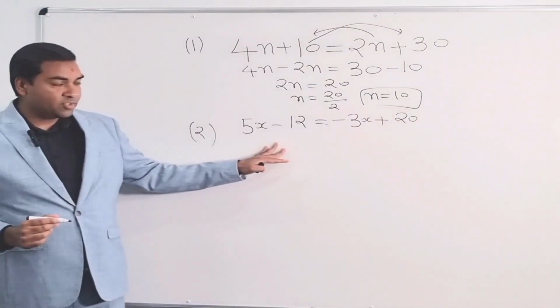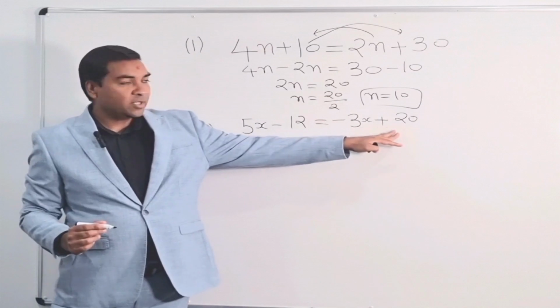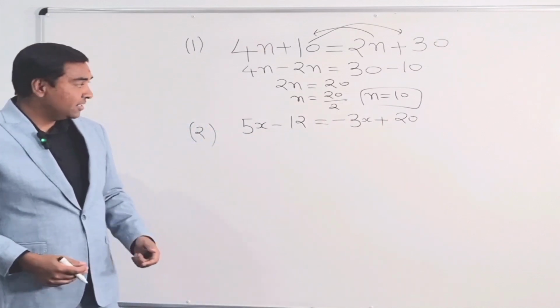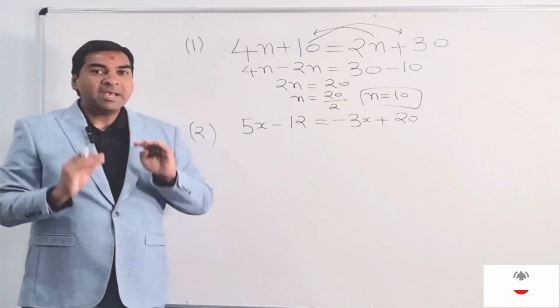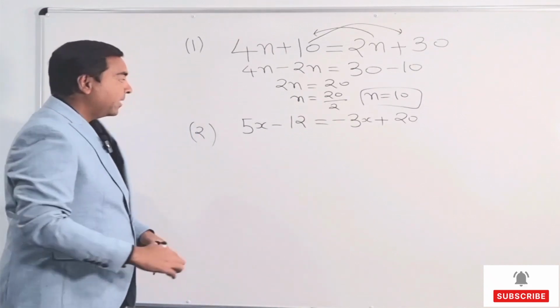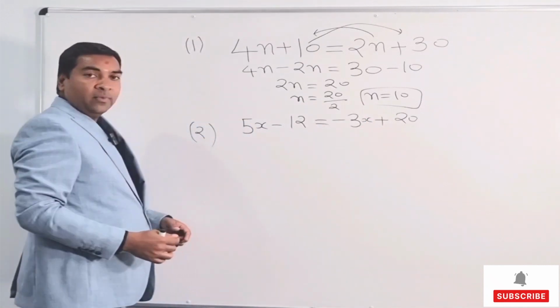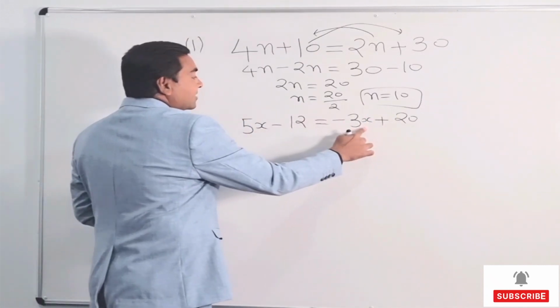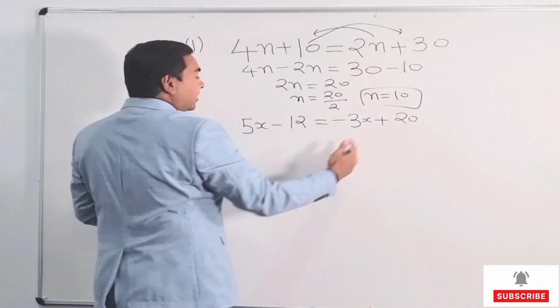Another very similar question: 5x minus 12 equal to minus 3x plus 20. The only difference is we have got a few minuses to deal with in this question, but our basic concept is going to remain the same. I have got a letter x here, and I have got a letter x on the right hand side as well. So I'll be collecting both x on one side, and I'll be collecting both numbers on the other side.